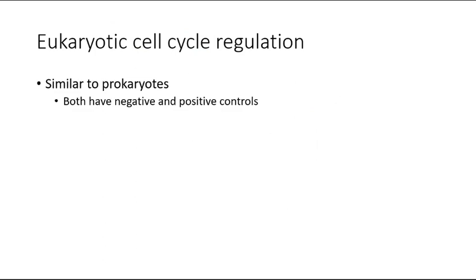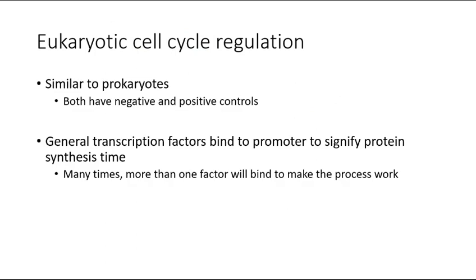Well, eukaryotes are very similar to that. Eukaryotes have negative controls, which turn transcription and translation off, and positive controls, which turn transcription and translation on. Anything that binds to a promoter and tells us, hey, we're going to start transcription, we just call them transcription factors. It's probably going to be some kind of protein in the cell somewhere that's going to bind in the area and tell the cell, hey, we need to get this going.